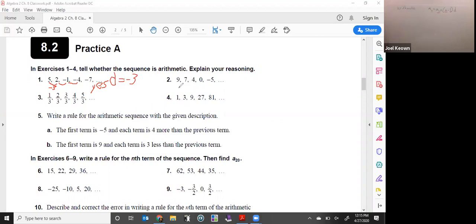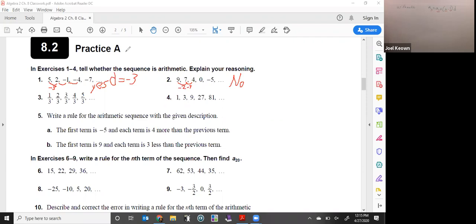Well, from 9 to 7, I go down by 2. From 7 to 4, I go down by 3. From 4 to 0, down by 4. From 0 to -5, I go down by 5. So I'm not going down by the same value. So no, because I don't have a common difference. It keeps changing by different values.